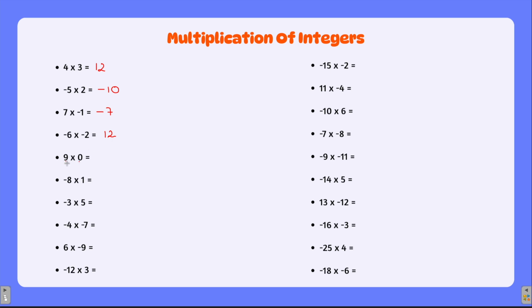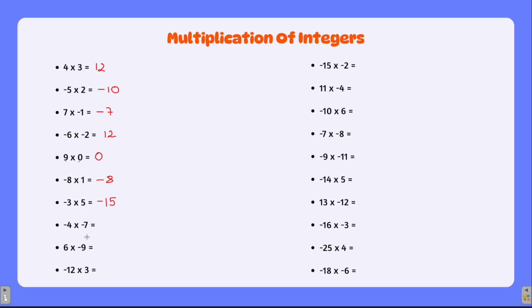9 into 0. 9 into 0 will always be 0 because any number multiplied by 0 gives you 0. Minus 8 into 1. Minus 8 into 1 means a negative integer multiplied by a positive integer. And we are going to get a negative answer for this. And the answer would be minus 8. Minus 3 into 5. A negative number into a positive number again gives you a negative number. So it will be minus 15.